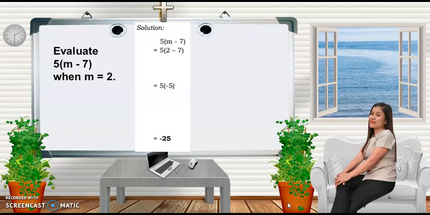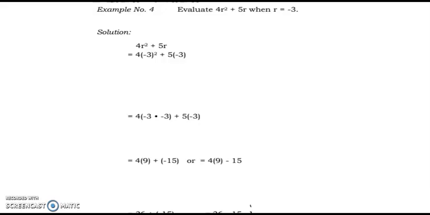Okay, then we have, before we proceed to the next example, always take note of the GEMDAS rule, because a little difference in the given can change the result. So this time, in the next example, what if there is an exponent in the given? So we are going to have the exponent here. Evaluate 4r squared plus 5r when r is equal to -3.